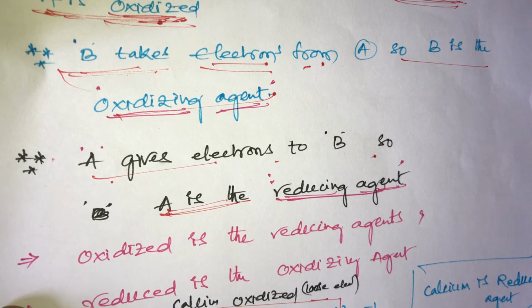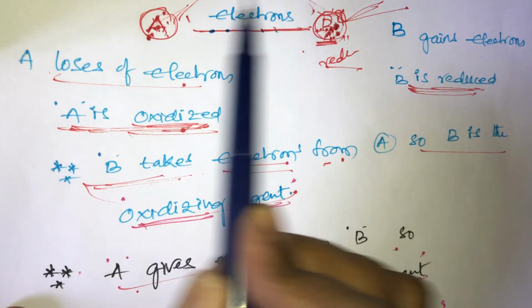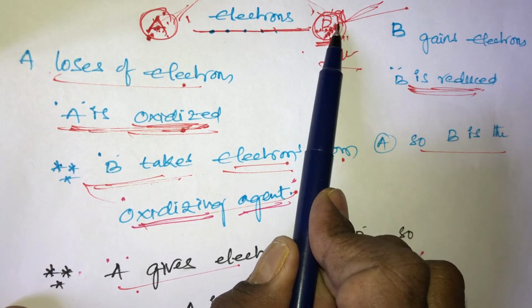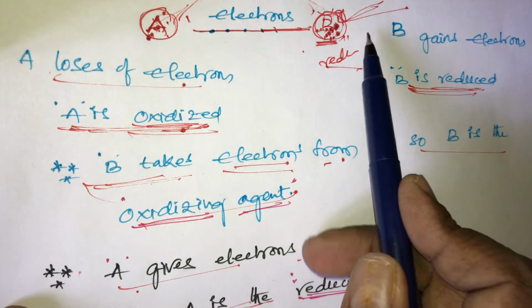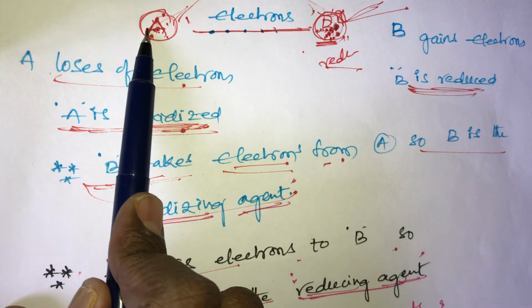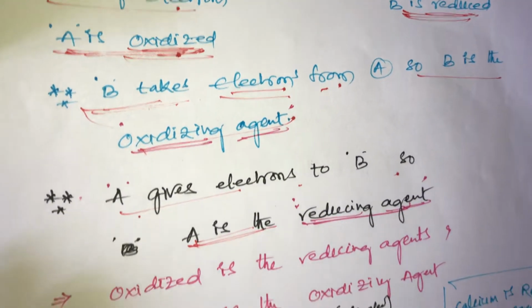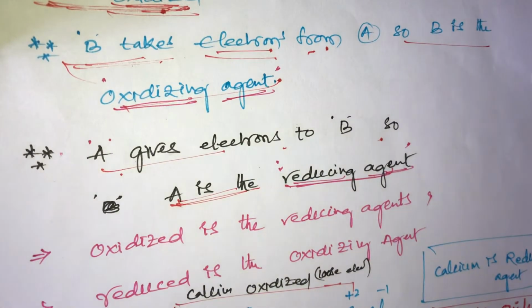It is also very important, students. I gave two substances, with transfer of electrons from A to B. B is the reducer. B takes the electrons from A. So that's why B is the oxidizing agent and A is the reducing agent. It is also a very simple trick, students.